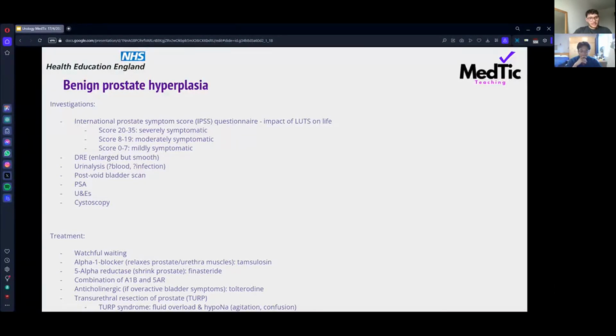U&Es, again, always a key one to get in there. And then cystoscopy, potentially, especially if first-line treatments haven't worked.